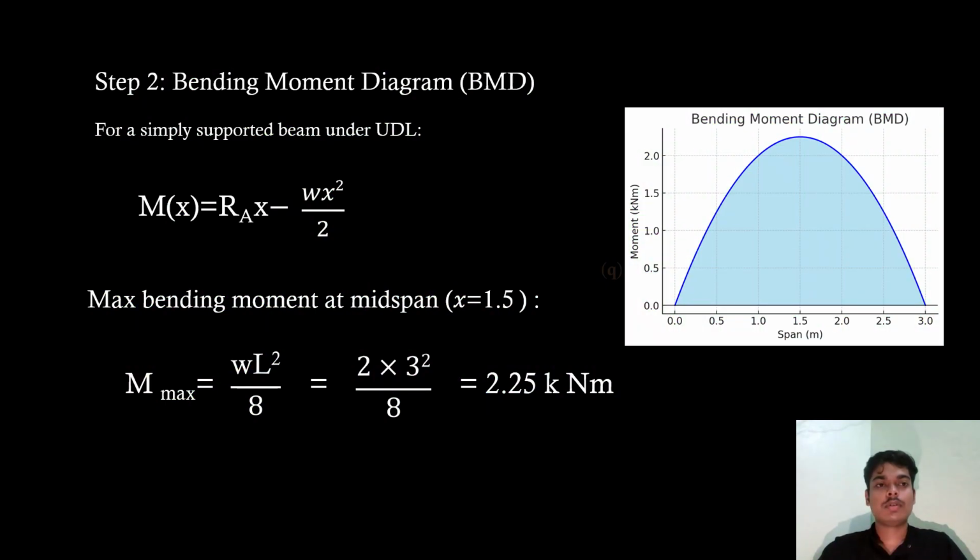Step 2, bending moment diagram. For a simply supported beam under a uniformly distributed load, the moment at any point X is equal to the reaction at A into X minus WX square by 2. Then the maximum bending moment at midspan is equal to WL square by 8, which is found to be 2.5 kilonewton meter.